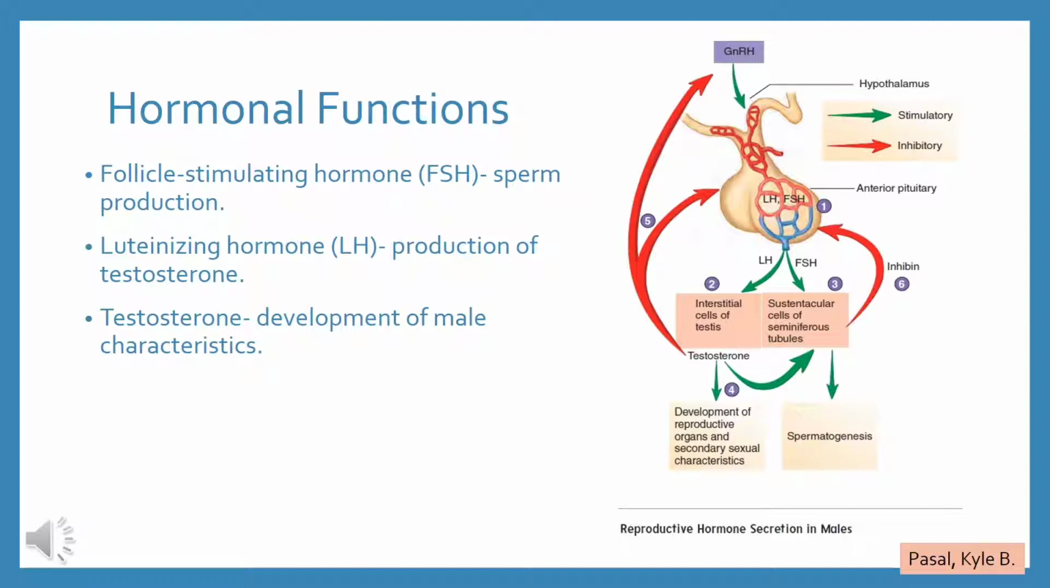Fourth, testosterone has a stimulatory effect on the sustentacular cells of the seminiferous tubules as well as on the development of reproductive organs and secondary sexual characteristics. Fifth, testosterone has a negative feedback effect on the hypothalamus and pituitary to reduce GnRH, LH, and FSH secretion. Lastly, sixth, inhibin has a negative feedback effect on the anterior pituitary to reduce FSH secretion.